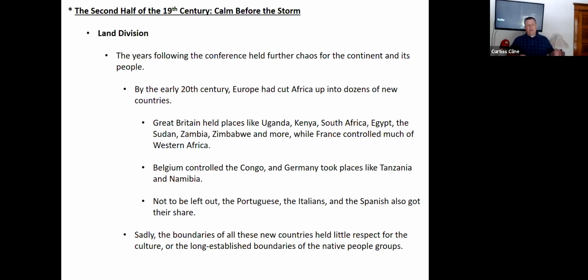Sadly, and this is the same thing that happened in the Middle East, as we'll see in the next unit, the boundaries of all these new countries have little respect for the culture or the long-established boundaries of the native people groups.